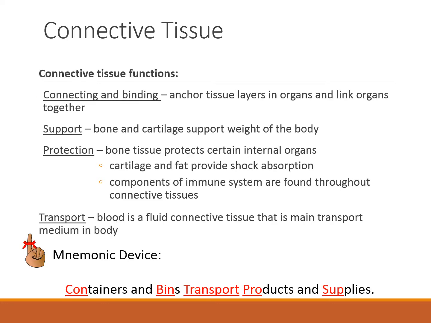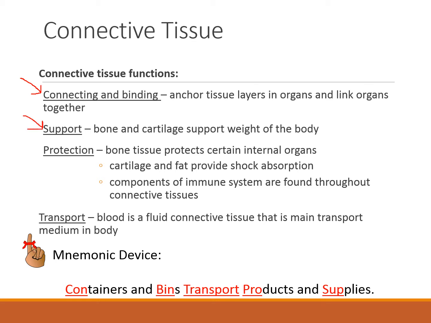As I mentioned before, connective tissues are found throughout the human body. Their main function is to connect and bind tissues and structures. We will find connective tissues sandwiched between the layers of an organ where they connect those layers and bind them together. Connective tissues also link organs together. A second function is support.